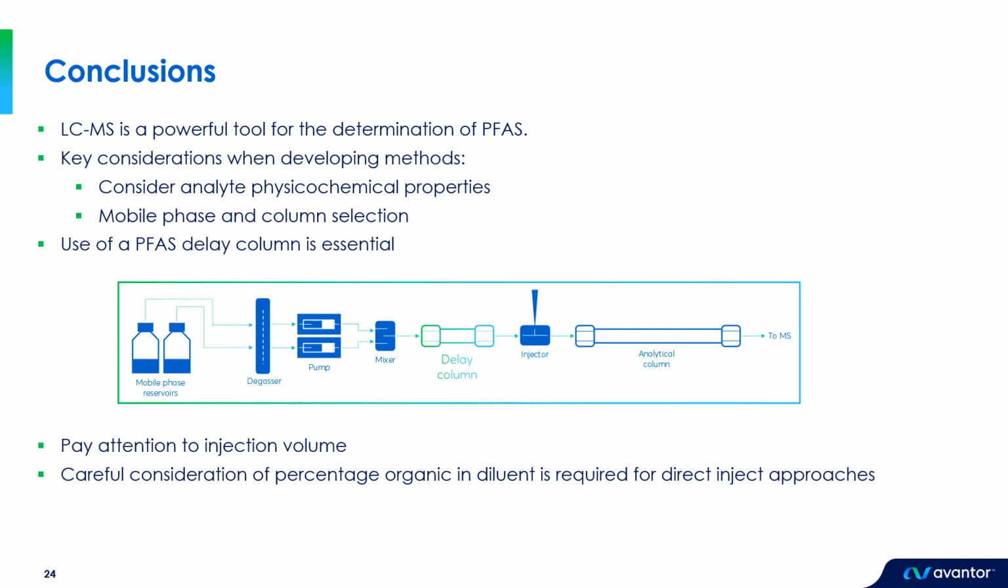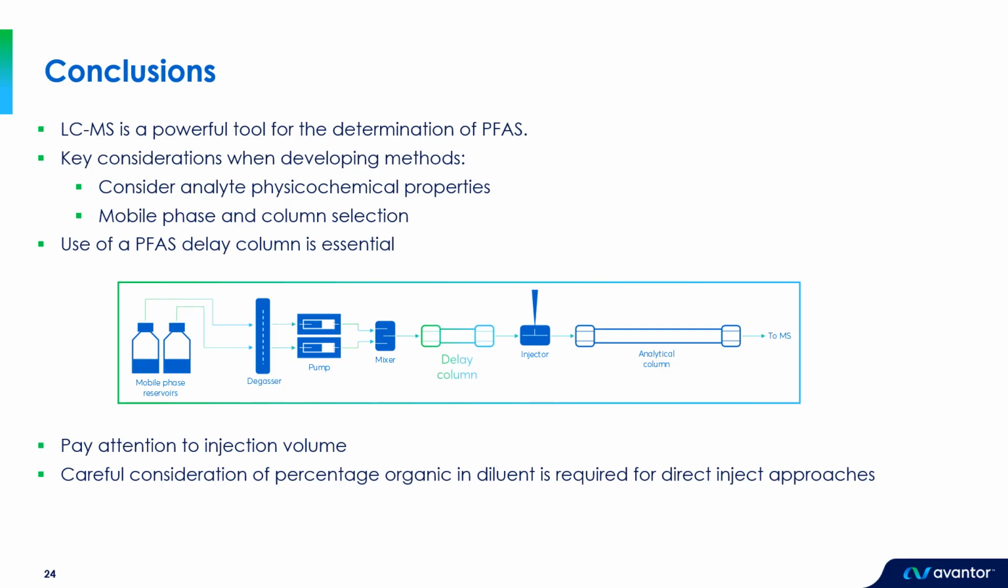We've seen that C18 phase tends to be the column of choice and that ammonium acetate is often used as the mobile phase buffer. And the choice of using either acetonitrile or methanol as the organic modifier really needs to be driven by the hydrophobicity of the compounds that you're looking to analyze.